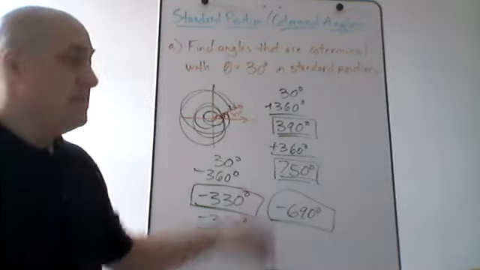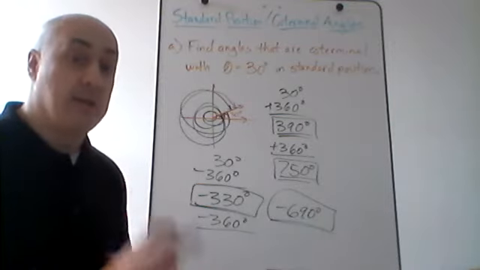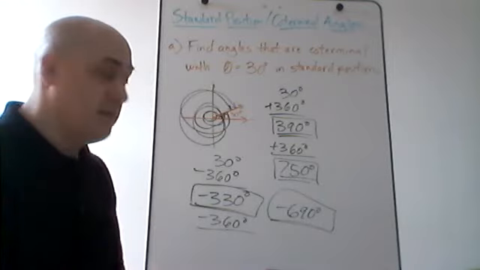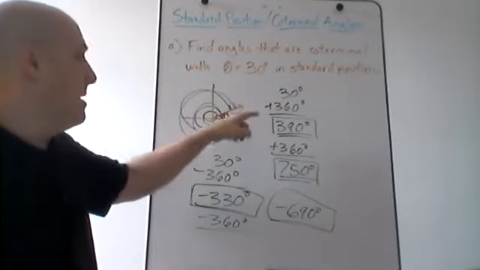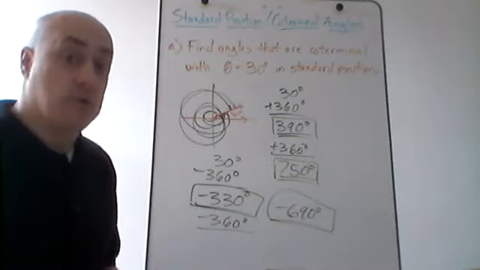So if your measurement is in degrees and you need to find coterminal angles, it's really simple. You just add or subtract 360, or do both depending on how many coterminal angles you need to find. Just add or subtract 360. Every time you do that, you're making one more lap around the circle in one direction or the other, and you're ending up with a coterminal angle.